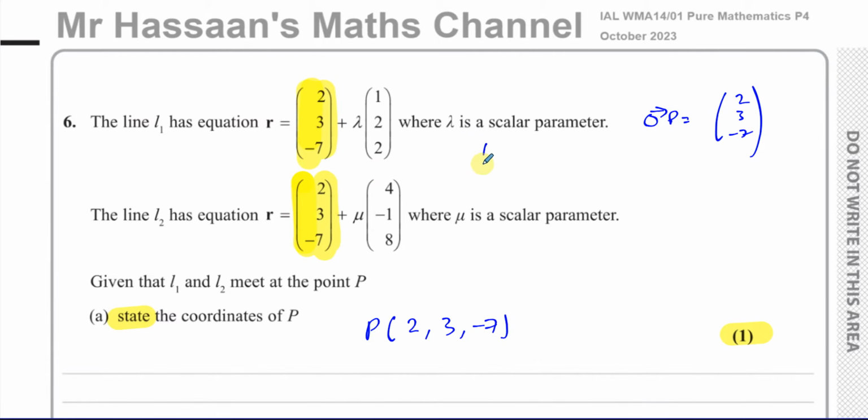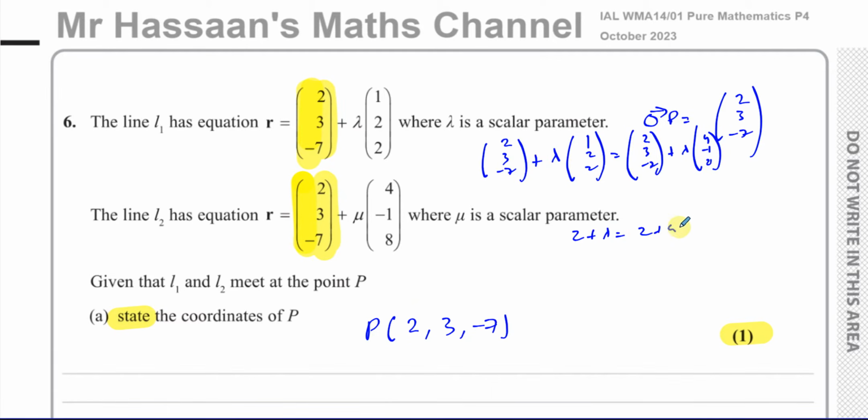Now, some people would go and put (2, 3, -7) plus lambda times (1, 2, 2) equals (2, 3, -7) plus mu times (4, -1, 8), and they will form 3 pairs of equations. They'll say 2 plus lambda equals 2 plus 4 mu, and they'll say 3 plus 2 lambda equals, and so on. They'll have 3 sets of equations, and they will solve one of them and find the value of lambda from one of them.